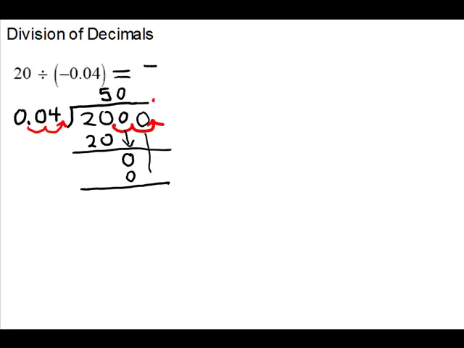Subtract and bring down. 4 into 0 won't go. You have to put that 0. 0 times 4 is 0. So our answer is negative 500.